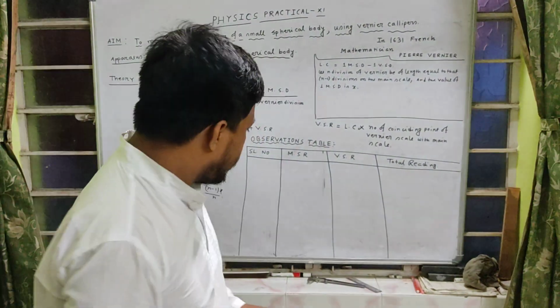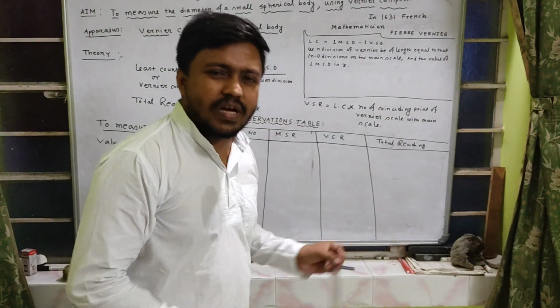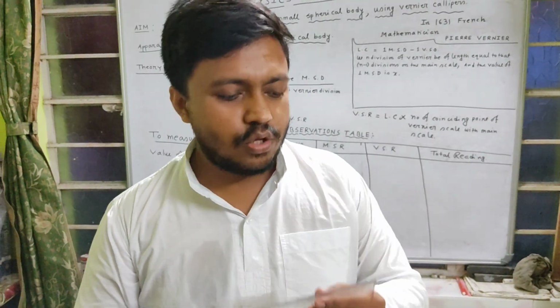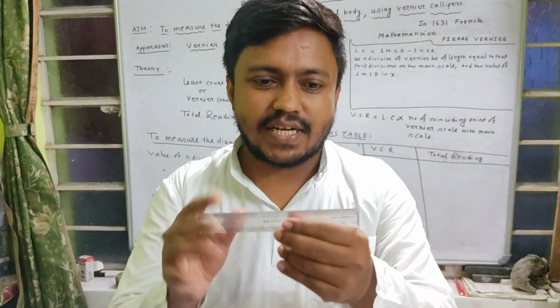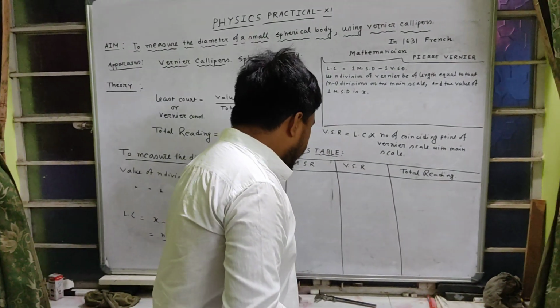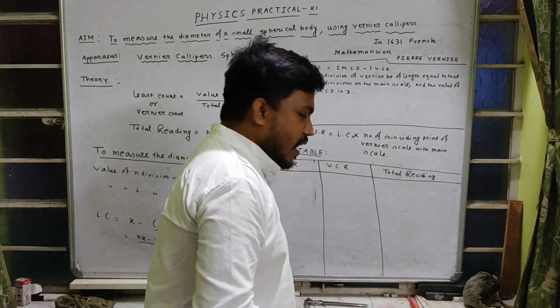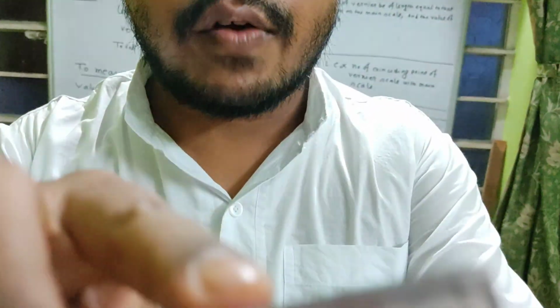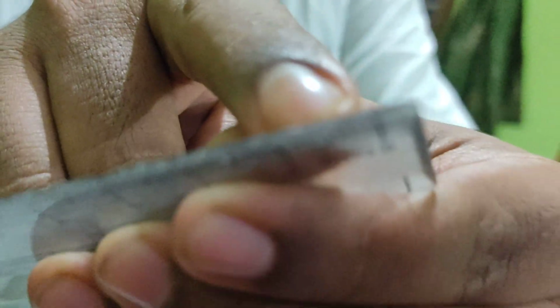Okay, so students, up to class 10 we used a centimeter scale to measure any kind of length. Now students, what is the drawback of this centimeter scale? All of you know that in a centimeter scale, if you look into this, for finding the value of 1 centimeter, how many divisions are there? The number of divisions will be 10.